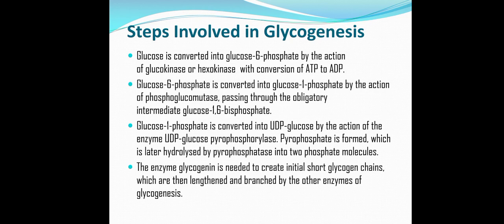Now, after this step, whenever there is the conversion of glucose 1-phosphate to UDP glucose, which is a substrate to initiate glycogen synthesis, there is the requirement of the enzyme glycogenin. This glycogenin enzyme is important for the initiation of glycogen chain synthesis. Then this chain gets enlarged or elongated and branched by the other enzymes involved within glycogenesis. But for the initiation of glycogen chain synthesis, there is the requirement of this glycogenin enzyme.